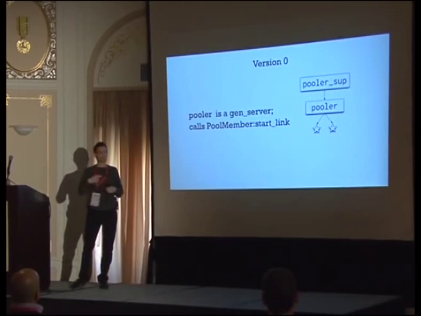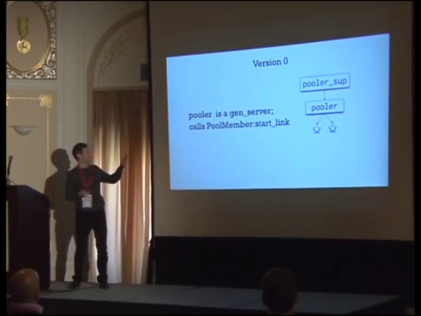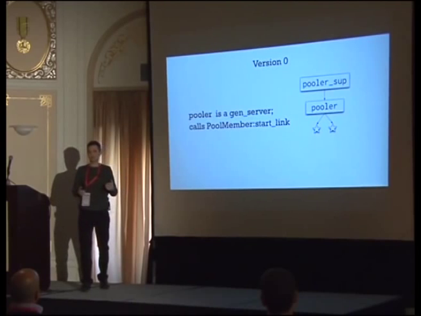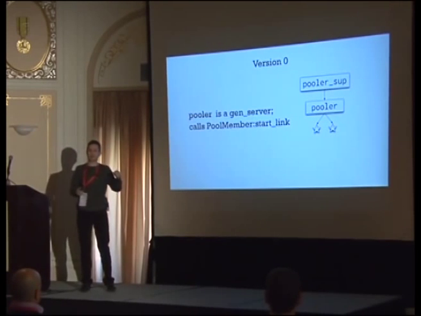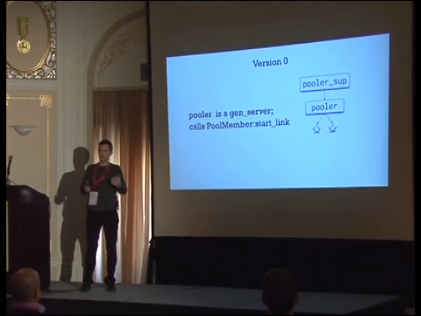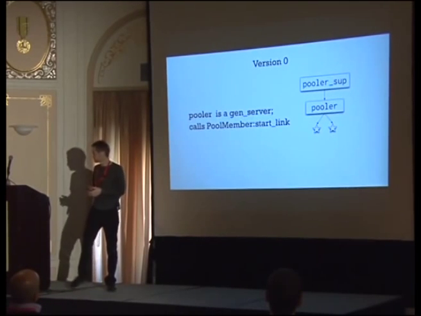The pooler gen server is going to call some MFA start link for starting the member, so it can pool any sort of thing. That was an important thing that I wanted to have happen as part of the design of Pooler, to be able to pool any kind of generic OTP application.